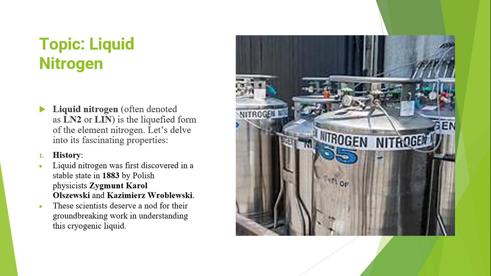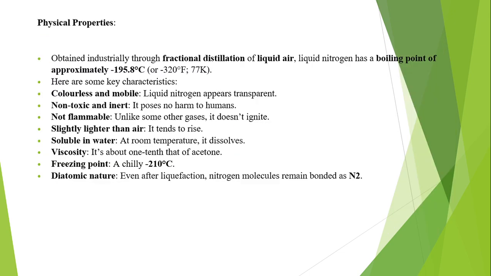So, what is liquid nitrogen? Liquid nitrogen is basically the liquefied form of the element nitrogen, and it is often denoted as LN2 or LIN. History: liquid nitrogen was first discovered in a stable state in 1883 by Polish physicists Karol Olszewski and Zygmunt Wróblewski. These scientists deserve a note for their groundbreaking work in understanding this cryogenic liquid.